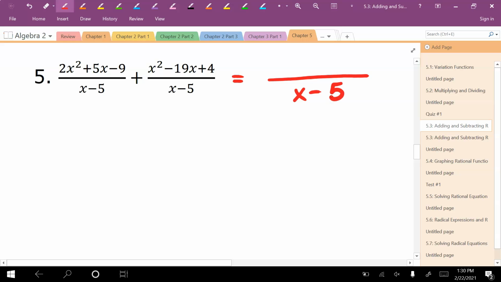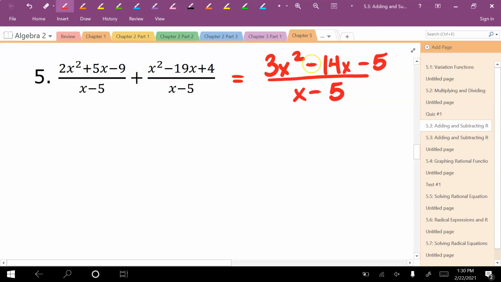Let's go ahead and just combine the top. What would be 2x squared plus x squared? 5x plus negative 19x. Negative what? 14. Negative 9 plus 4? Negative 5. Okay, on the top there, we would try to factor it if we can.